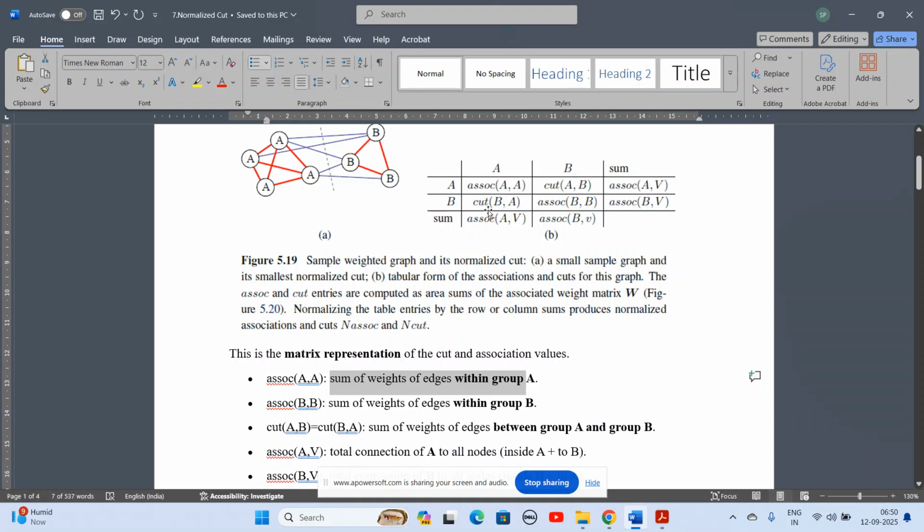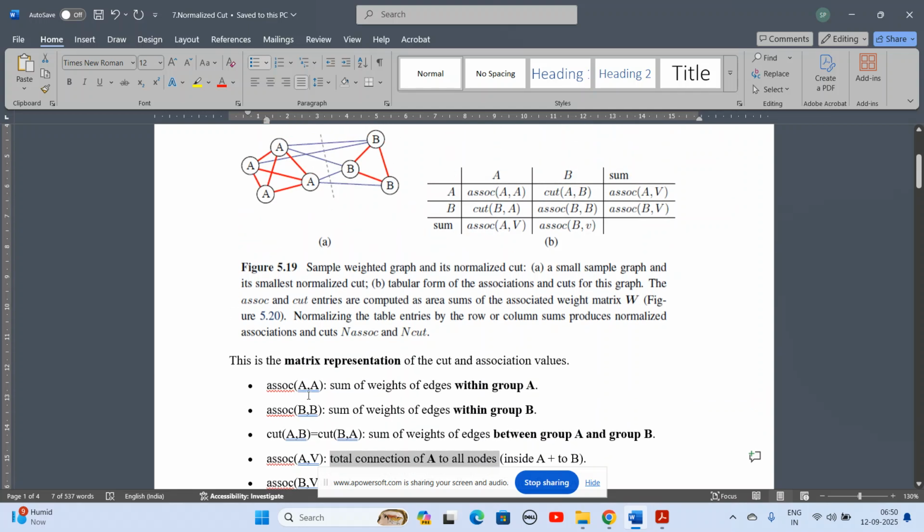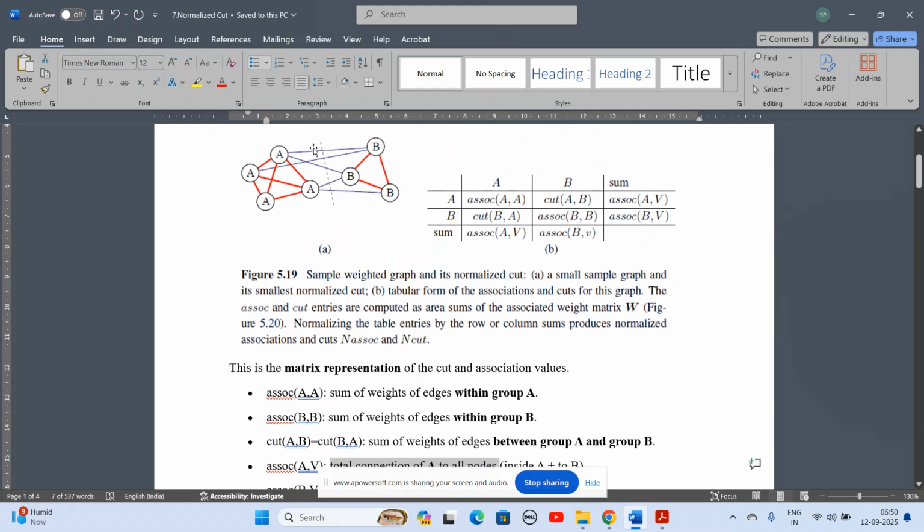Cut of A comma B and cut of B comma A are both similar, because it is the sum of the weights of edges between group A and group B. They are the same. And association of A comma V and association of B comma V mean the total connections of A to all nodes. Total connection of A inside A as well as to the other group B. So look here: 1, 2, 3, 4, 5, 6 inside A, and to other nodes 1, 2, 3, 4. Wait, 5 plus 4 we have 9.